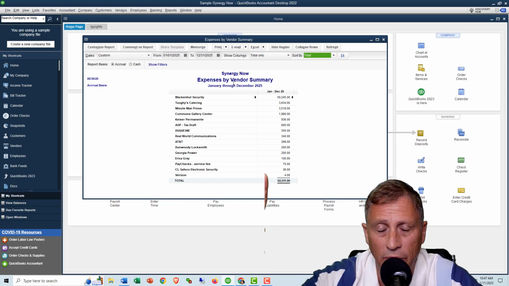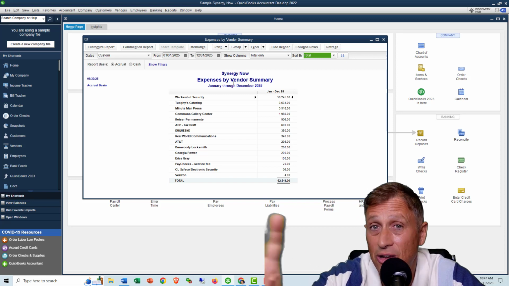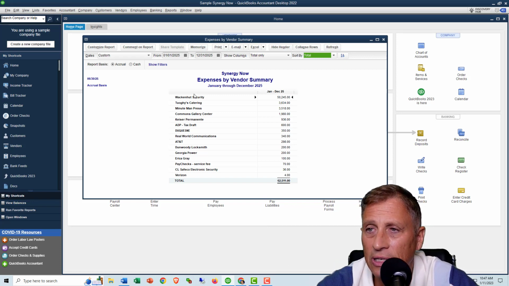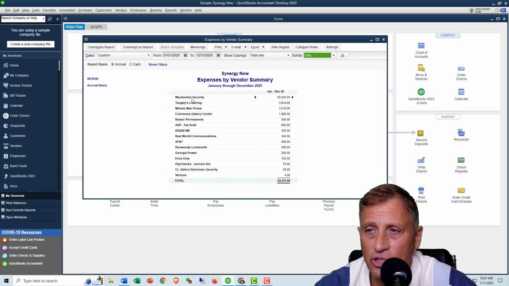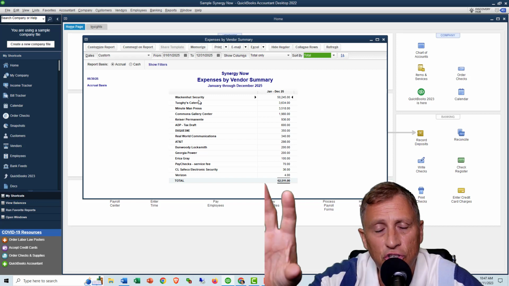So the very first step in the process of getting 1099s, even out of QuickBooks, is running this report, because this will help you say, okay, it's only these top ones. ADP, I know, is not going to get one. They're a corporation. Kaiser is not going to get one. Neither is Minuteman Press. But I may have to contact Commons Gallery Center and Tui's Catering, because if they're not corporations, they should get a 1099. I know the security company shouldn't get a 1099 because they're a corporation. So you'd start with this.